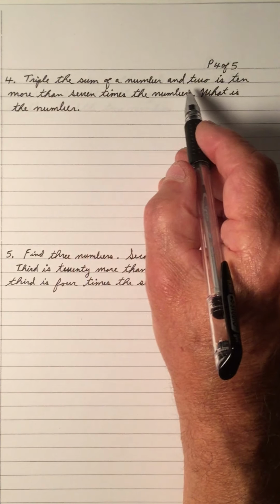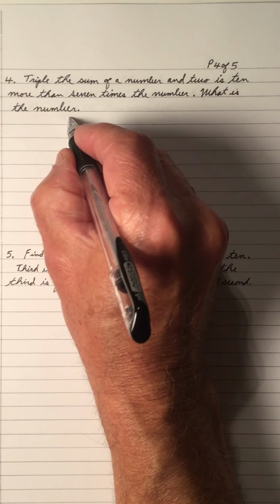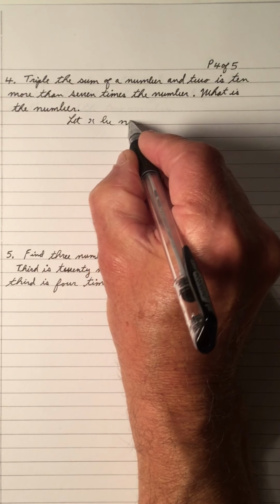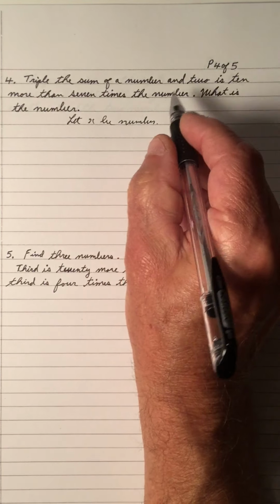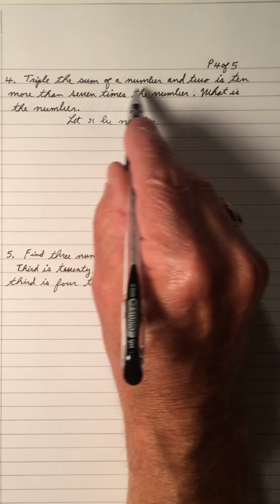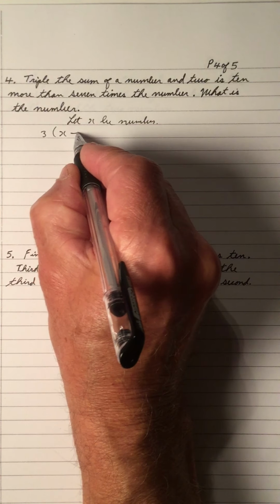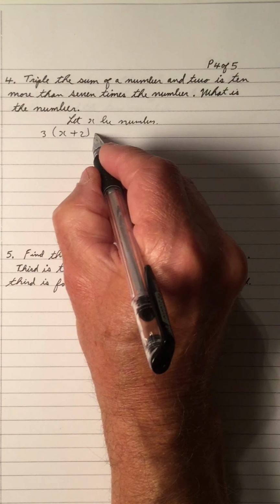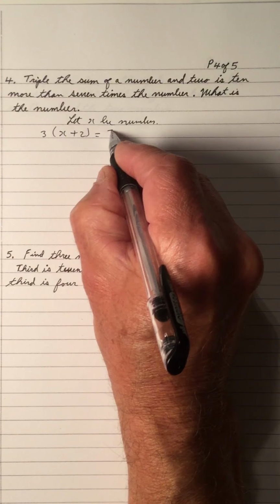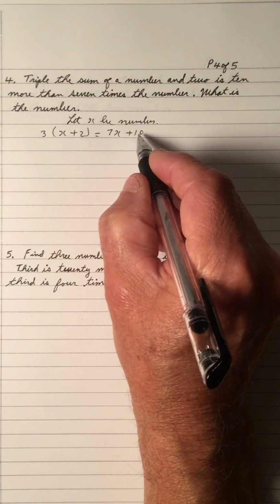Triple the sum of a number and 2 is 10 more than 7 times the number. What's the number? Notice we only have one number. So we let x be the number. If x is the number, then this sentence gives us the equation. Triple the sum of the number, which is x, and 2 is 10 more than 7 times the number. More than is add, so it's 7x plus 10.